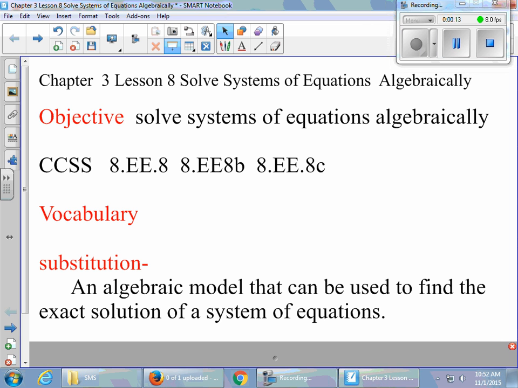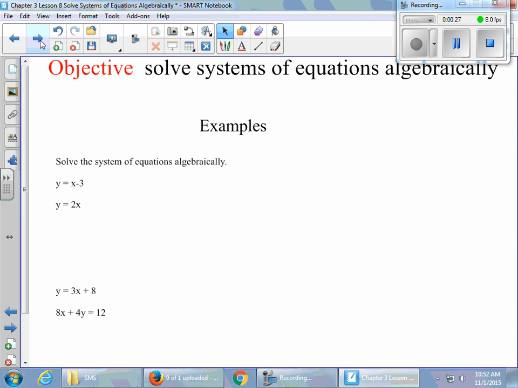Our one vocabulary word, and last one for this chapter, is substitution, an algebraic method that can be used to find the exact solution of a system of equations. As always, you may pause the video and continue once you are ready as you write down your definition. Okay, we're going to jump into examples.